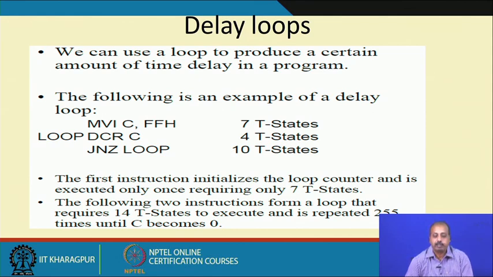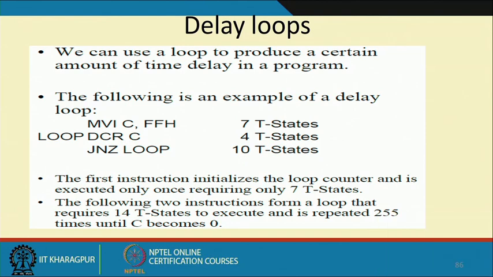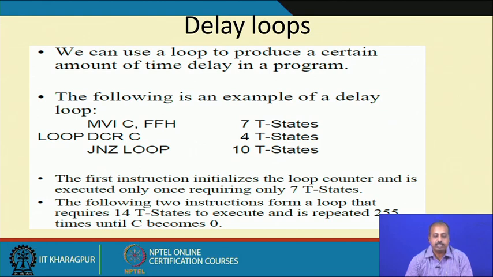So, this instruction takes 4 T states and JNZ loop takes 10 T states. Now, the first instruction, that is the loop initialization instruction, the loop counter initialization, is executed only once. If you look into this code fragment, this particular MVI instruction is executed only once. The following instructions, that is DCR C and JNZ loop, will be repeated 255 times. This FF value is 255. So, it will be repeated 255 times.